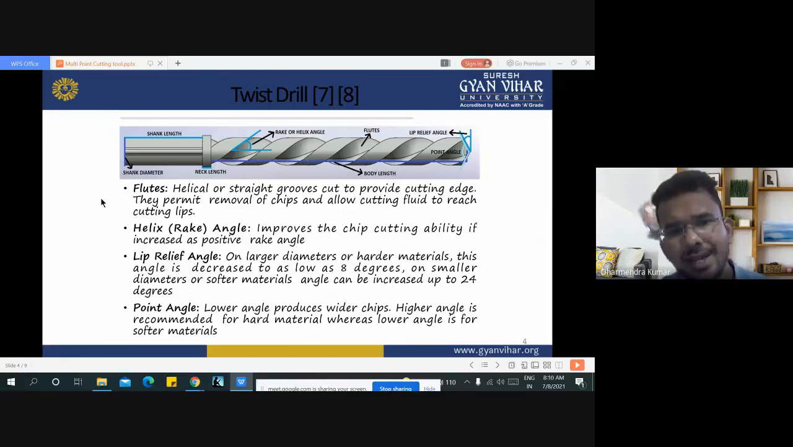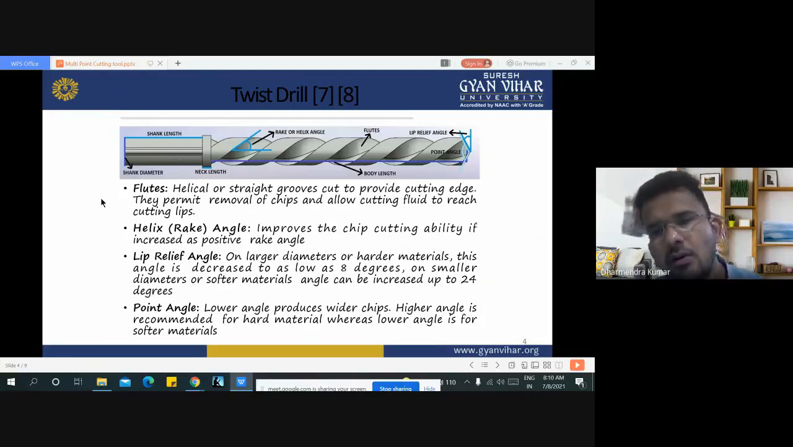Flutes are helical or straight grooves cut to provide cutting edges. They permit removal of chips and allow cutting fluid to reach the cutting lips. Helix or rake angle: it improves the chip cutting ability, and if increased, it gives a positive rake angle. Lip relief angle: on larger diameter or harder material, this angle is decreased to as low as 8 degrees. On a smaller diameter or softer material, the angle can be increased up to 20 degrees.